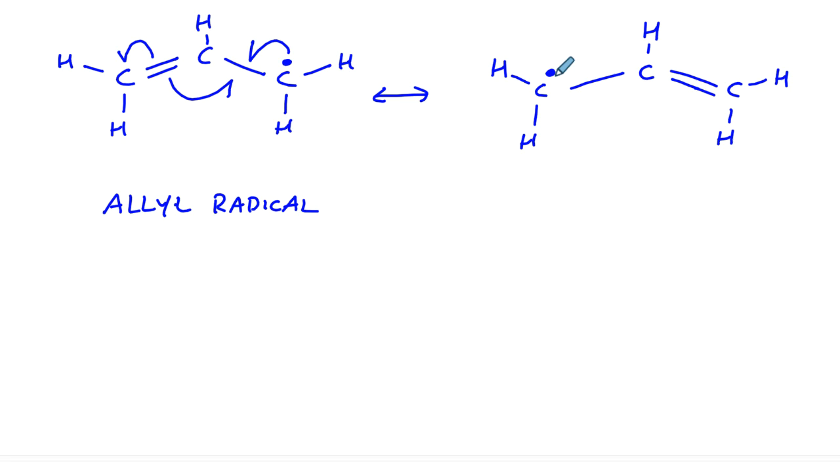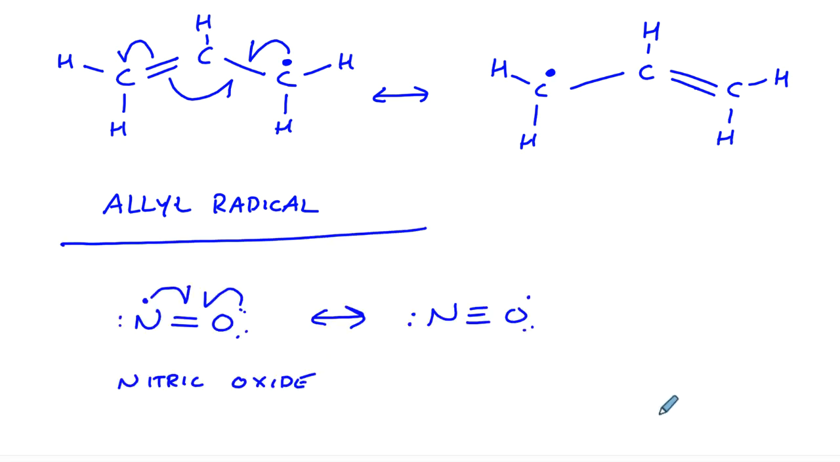Nitric oxide is another molecule that has a radical exhibiting resonance, and these would be the 2 resonance structures.